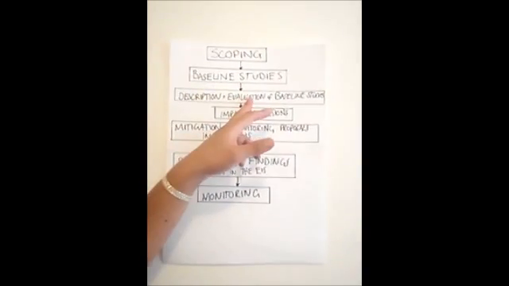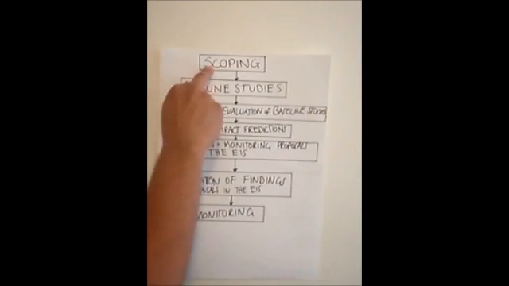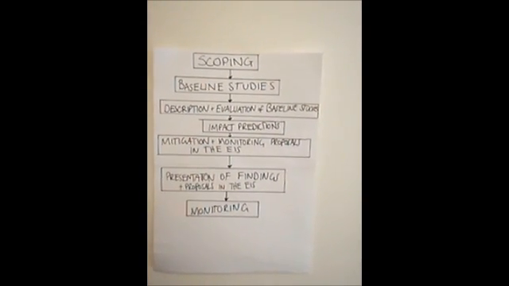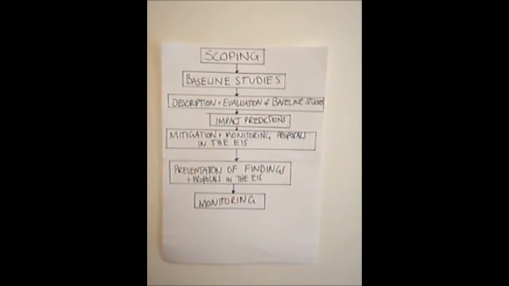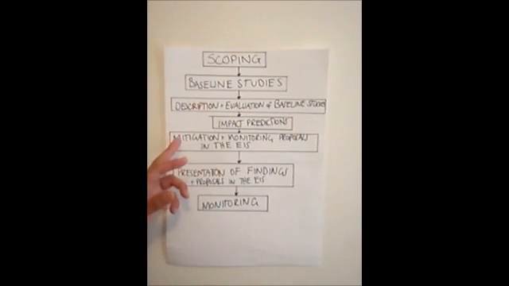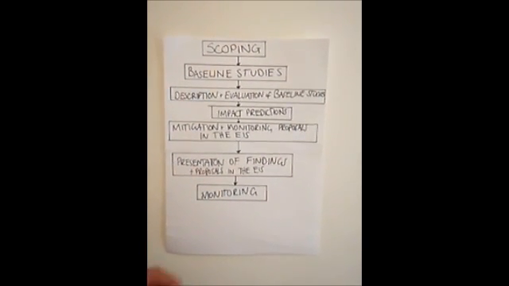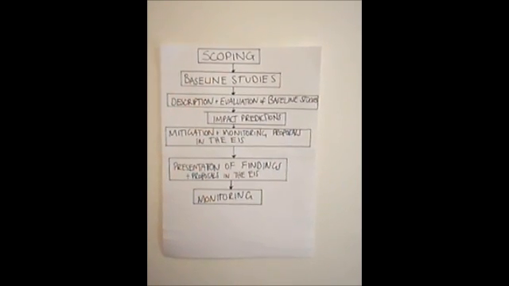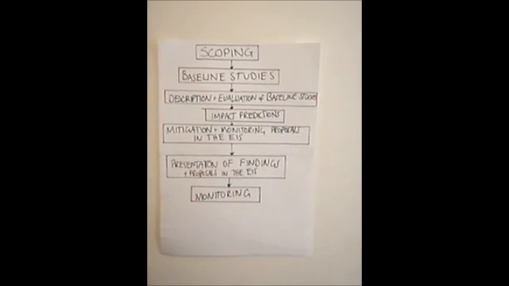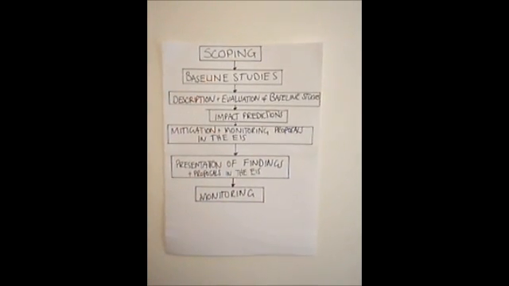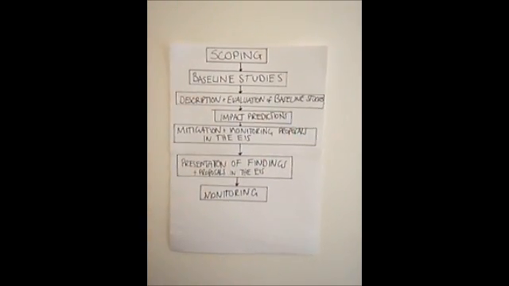Description and evaluation of baseline studies, basically just reporting the information from the two steps above. The next one is impact predictions, future predictions about project impacts on the environment and so on. The next step is mitigation and monitoring proposals in the EIS. Basically, to mitigate is to avoid, minimize and compensate for the predicted impacts. The next step is the presentation of findings and proposals in the EIS.